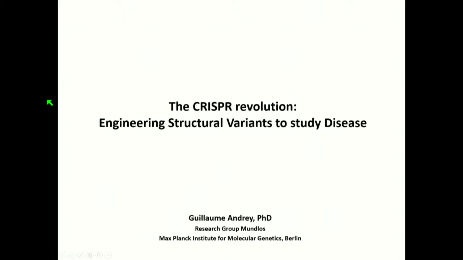I will have a very precise approach today, talk about some detail onto how we can use CRISPR to mimic human mutation in mouse, and I will have a special focus onto how we can engineer structural variants in animal models, and more particularly in mouse.